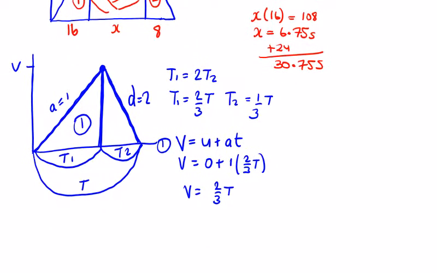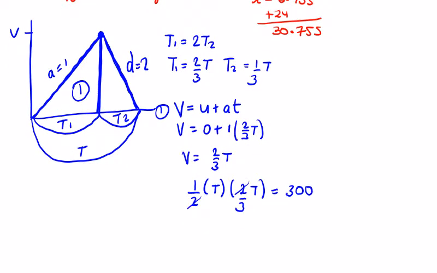So the area of that triangle is equal to 300. So half the base, which is T, the overall time, by the perpendicular height, which is 2/3 T, equals 300. So I can cancel my 2s, and I'm going to get T squared over 3. And instead of writing T squared over 3 equals 300, 3 by 300 is 900. So T therefore in this case is 30.